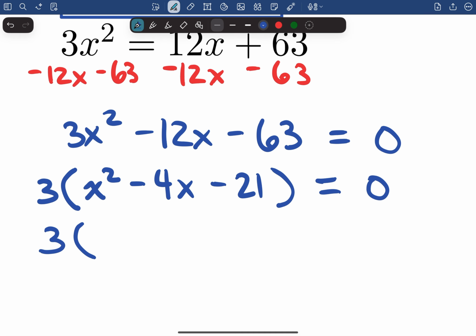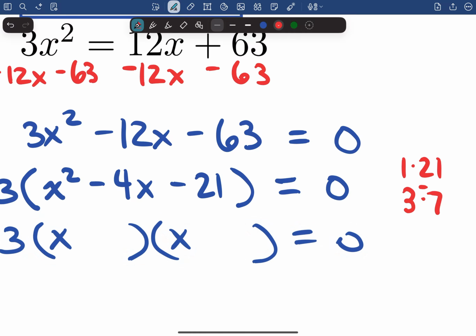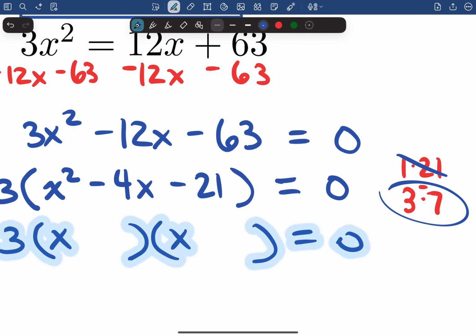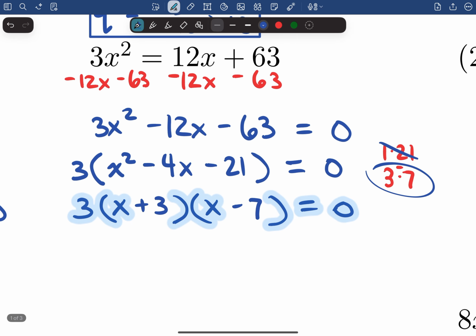And so I'm going to create two binomials from this trinomial. And I'm going to put x at the start of each one. And now I'm going to pick, well, what are the factors of 21? Let's write them on the side. 1 and 21 and 3 and 7. But I need them to make -4, so I play with the signs a little bit. And I find out, wait, this is 3 and -7 that go here. So +3, -7, like that. Great. And so this is all set equal to 0.